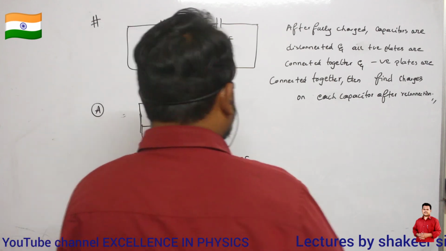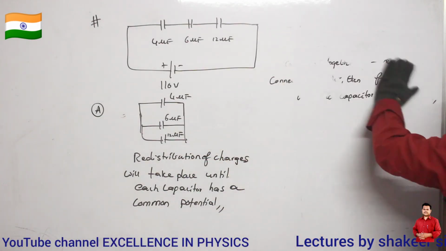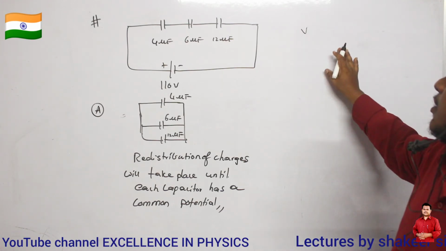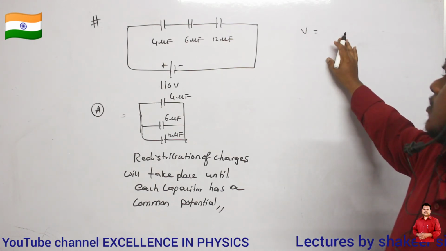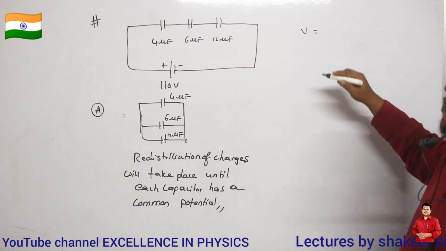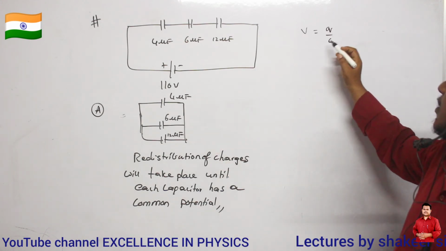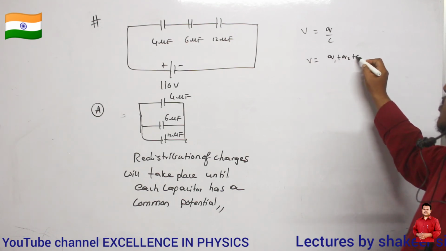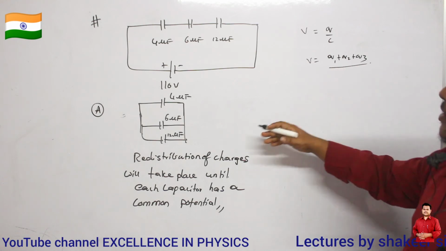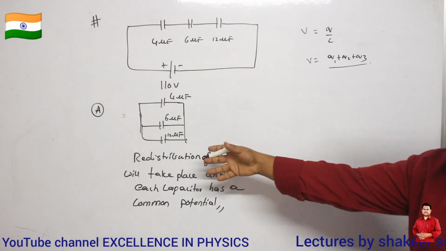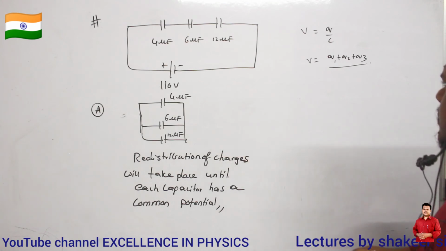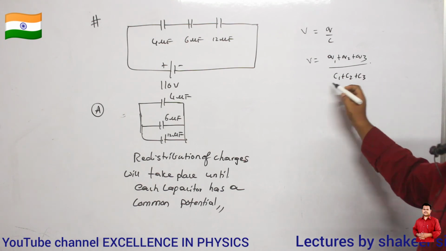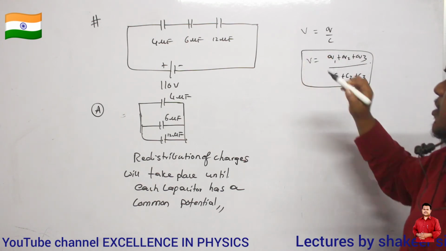So therefore, how can I write the equation for common potential? V can be written as, for the total system if I calculate, V is equal to Q by C. What is meant by Q by C? Initial charges Q1 plus Q2 plus Q3 divided by, now all the capacitors are connected in parallel connection. If capacitors are connected in parallel connection, what is the total equivalent capacitance? C1 plus C2 plus C3. Clear? So this will be the common potential.